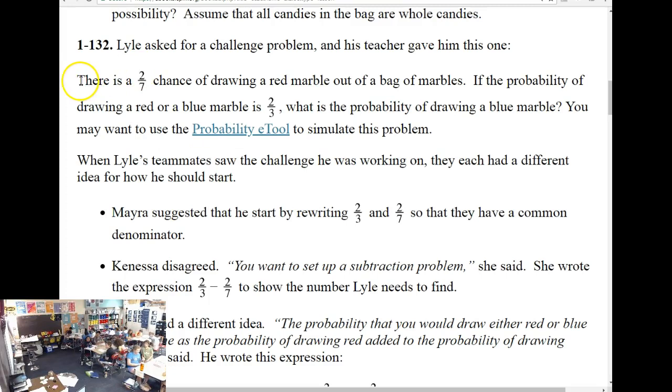All right, this is really good. Now, I don't even want to read this out loud because I want you guys as a group to work through it. So Lyle asked his teacher for a challenge. Right? He's like, teach, you're great, but kind of boring. So she's like, fine, Lyle, have this problem. I'm going to read it anyways. The probability when you reach in this bag of getting red is 2 sevenths. The probability of getting red or blue is 2 thirds. What's the probability of blue? Go for it. Read it again if you want to, but I'm not going to repeat it.